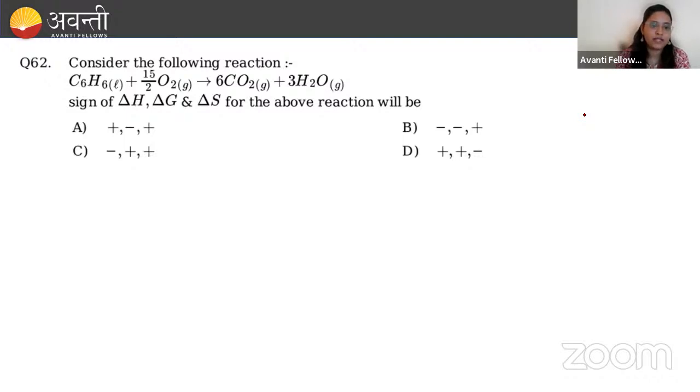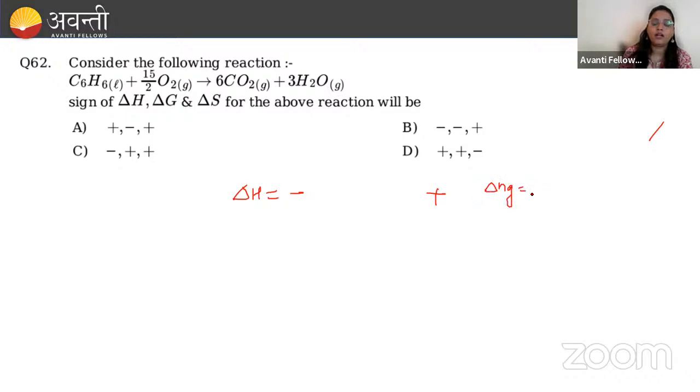So you know that for this reaction, since it is an exothermic reaction, a combustion reaction, delta H will be negative. What will be the delta S? Delta S will be positive. Why is delta S positive? You can calculate by delta Ng.